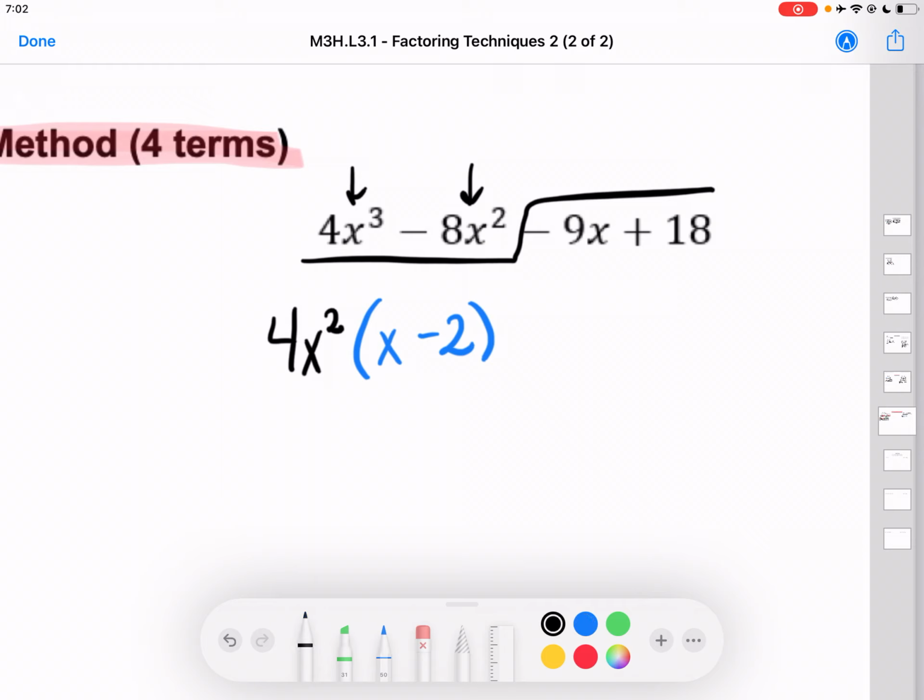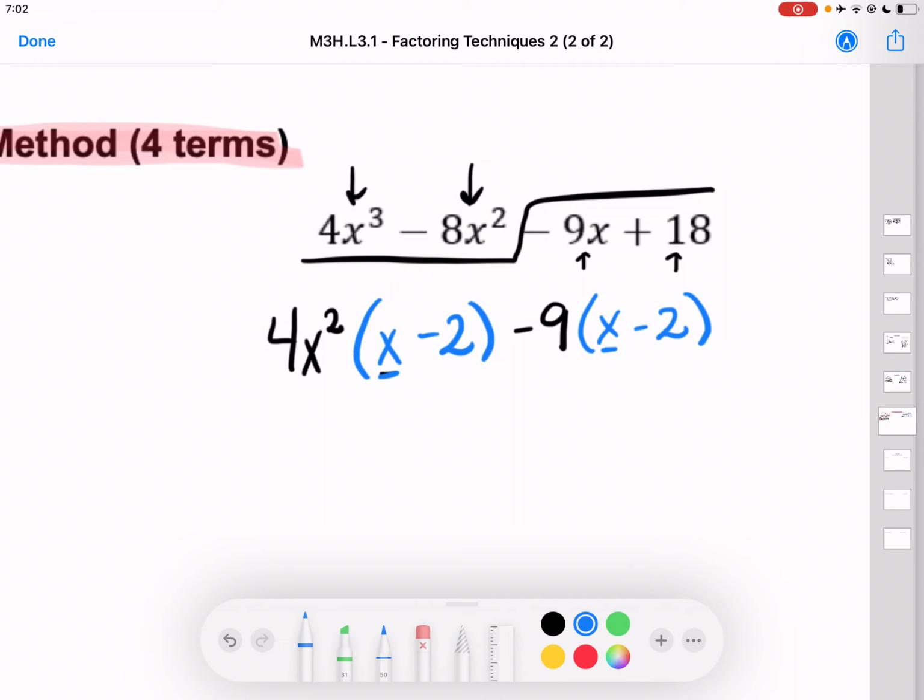And then we look at our next pair. The greatest common factor of negative 9x and 18. Now this is a little side comment. If your first term of the pair is negative, you do want to factor out a negative so that the parentheses match perfectly. So negative 9x and 18 have a common factor of negative 9. That way we get a positive x, like over here, so they match, and you get a negative 2.